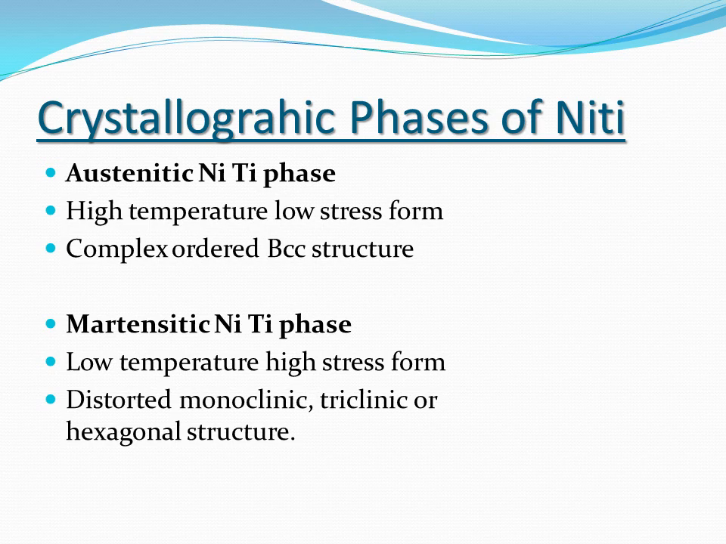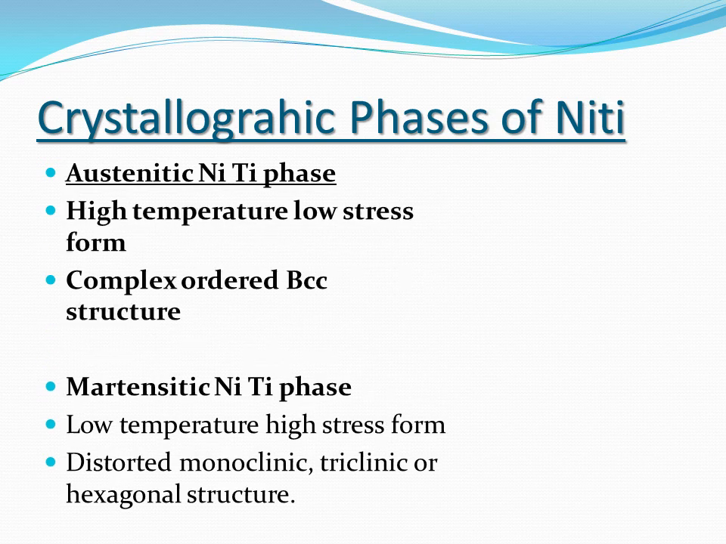So the two phases of nickel titanium: like stainless steel, it exists in two forms, austenitic and martensitic, but do not confuse the two. They're totally different from stainless steel. Austenitic is basically a high temperature, low stress form, and it has a complex ordered body centered cubic structure, whereas martensitic is a low temperature, high stress form, so it's opposite of austenitic, and it may have a distorted monoclinic, triclinic, or hexagonal structure.